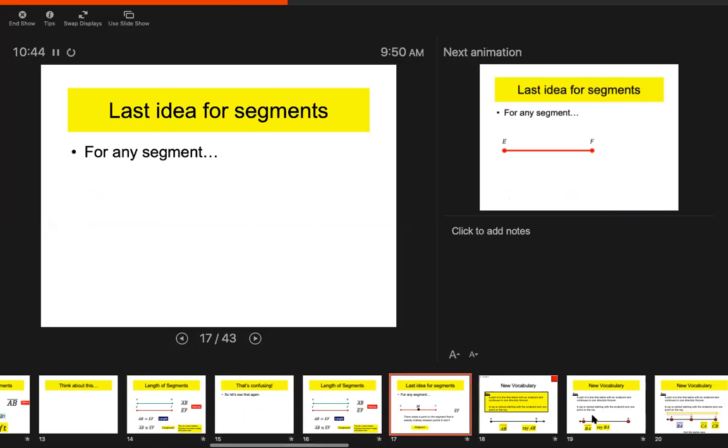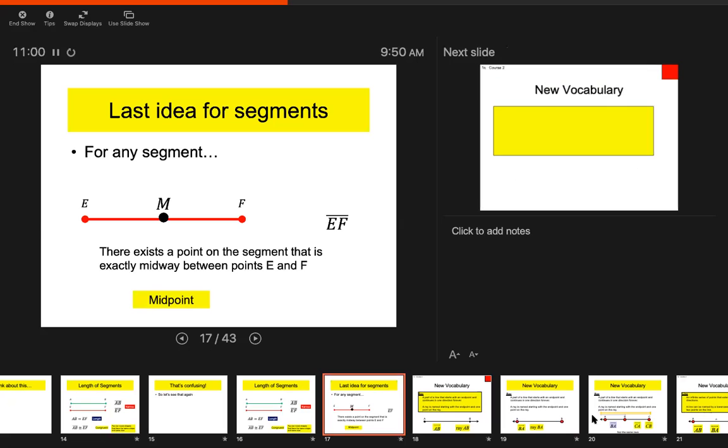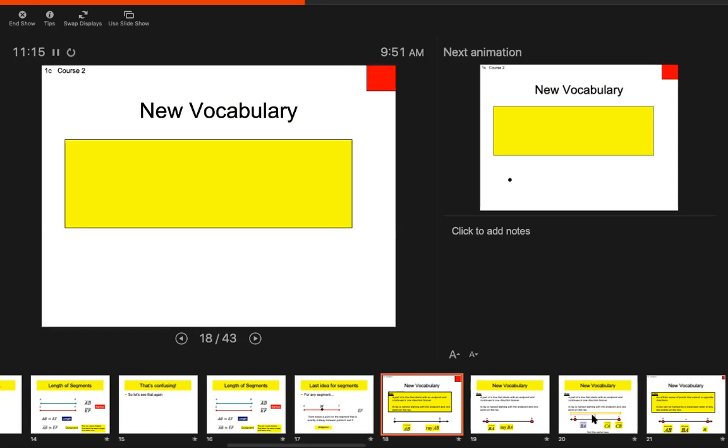All right. The last idea for segments is that if you have a segment and you find the middle point, like literally the middle point. So there's a point here, we'll call it M, right? M for midpoint. That is called the midpoint. The midpoint cuts a segment into half, creating two equal parts. EM is the same as MF. EM is congruent to MF, right? Two same things that have the same size and the same measurement and the same thing.